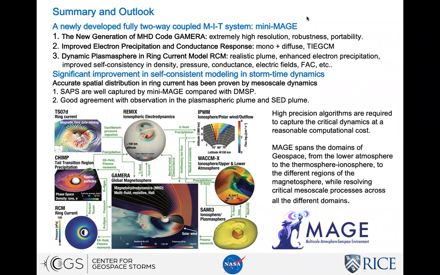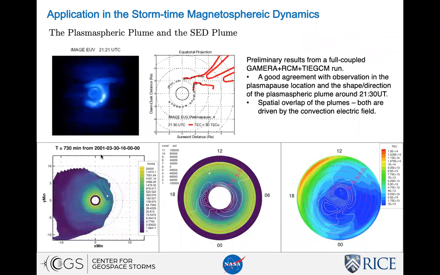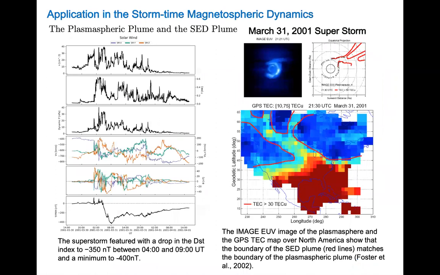This is Slava Merkin here. Shanshan, just a question about the overlap between the plasmaspheric plume and the storm enhanced density plume, the SED plume. Why do you think they align so well?